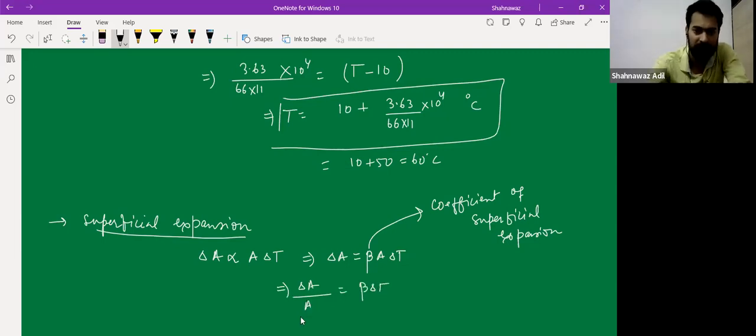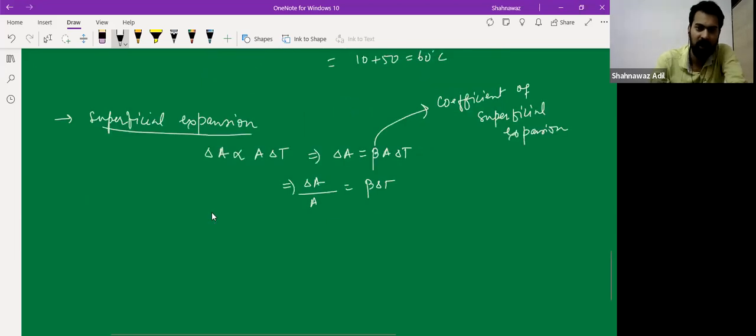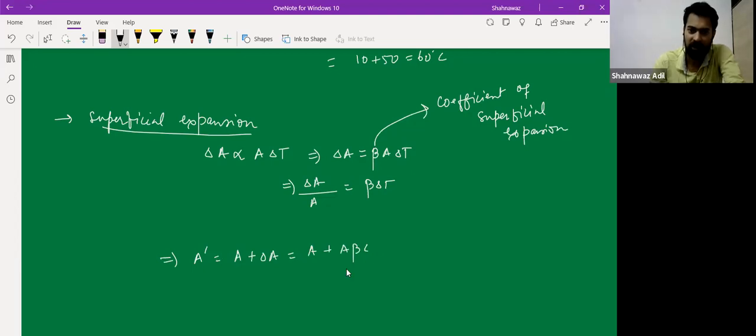And your new area will be what? Area will be A plus delta A. So this would be A plus A beta delta T, right? So this would be A times (1 plus beta delta T), right? So this is your new area.